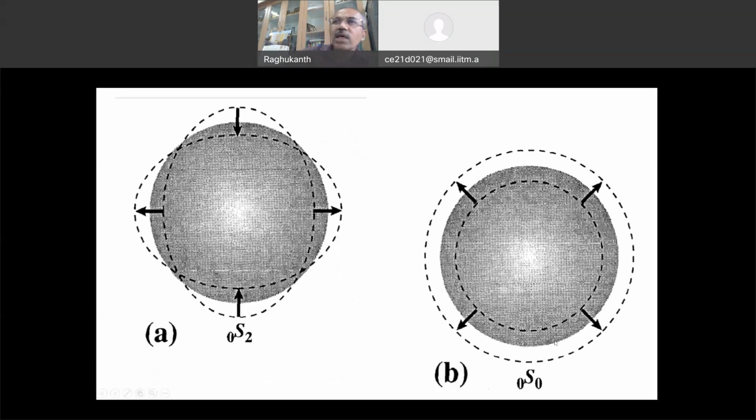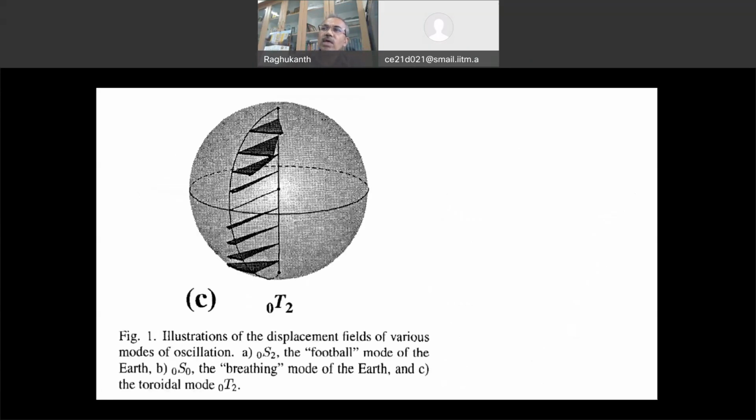So 0S0, you can see it is like whole volume expansion or volume compression. It is also known as the breathing mode. Now if you see this 0S2, that's the football mode. These are the node points where the displacement becomes 0. And of course the periodicity increases. This is how the toroidal mode 0T2 has been plotted here, and you can find out its periodicity also. Of course there are a lot of animations and MATLAB programs available on Google, which show how the modes look, how the Earth vibrates in these types of modes.